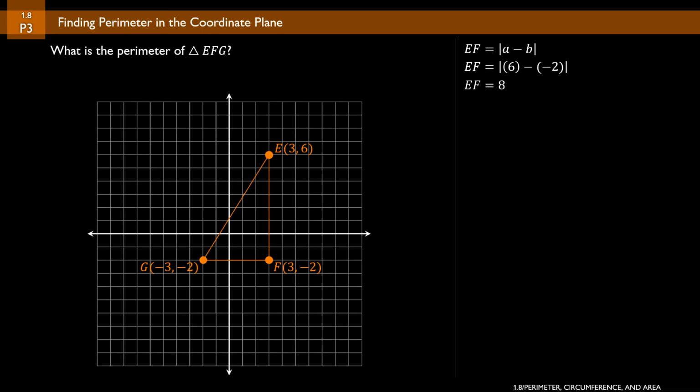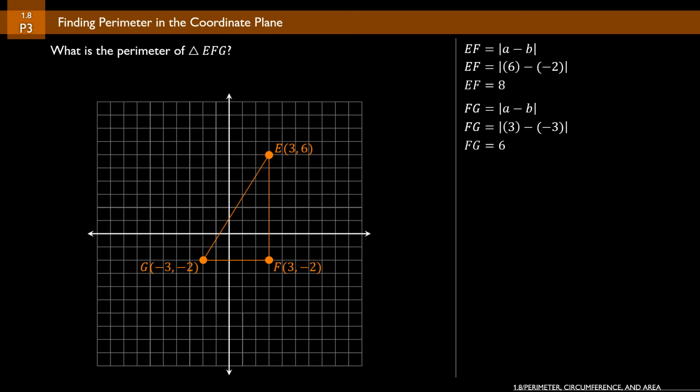Now for F and G, because F and G are a horizontal line, that means, again, we're using distance on a number line. So FG equals the absolute value of a minus b. We can plug in 3 and -3, so we get 3 minus negative 3, which gives us 3 plus 3, which is 6, and the absolute value of 6 is 6. So now we have lengths of 8 and 6. All we have left is the hypotenuse of the right triangle.